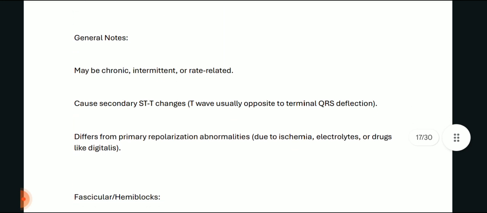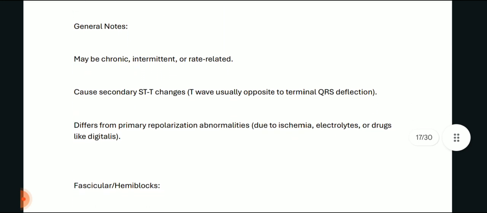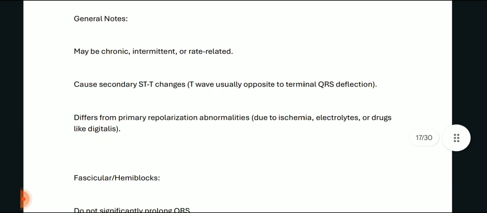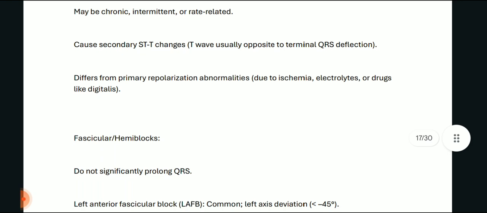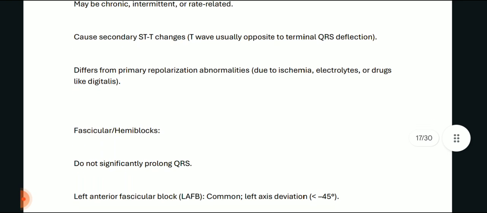So basically, what is there about this ECG? It may be chronic, intermittent, or rate related. It can cause secondary ST or T changes. The T wave is usually opposite to the terminal QRS deflection. And it differs from primary repolarization abnormalities due to ischemia, electrolytes, or drugs like digitalis.